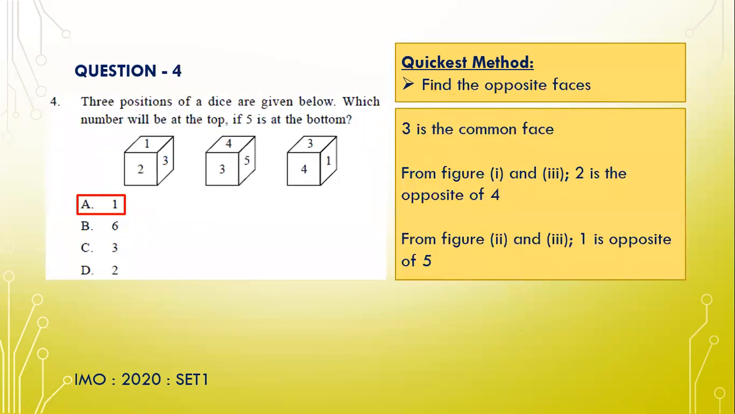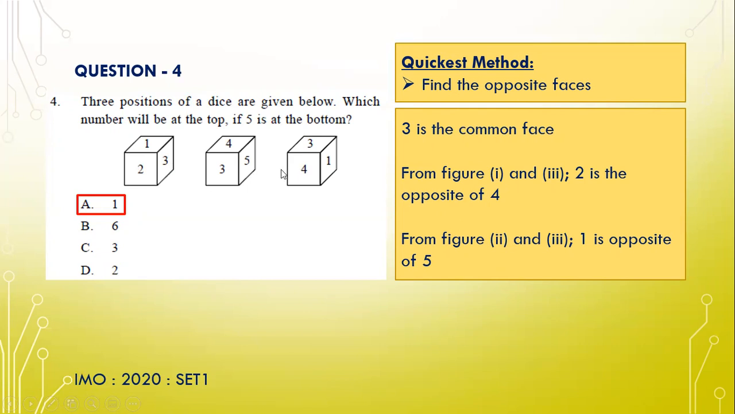Three positions of a dice are given below. Which number will be at the top if 5 is at the bottom? If 5 is at the bottom, which number will be at the top? So we have to find the opposite face of 5. From figure 1 and figure 2, 2 is the opposite of 4, isn't it? If you visualize, if you bring 3 here at the front end, and think that this is the back end is 4 and this bottom is 5, isn't it? So when 3 is at the front end, the top will be 4 and this side face will be 5, isn't it?